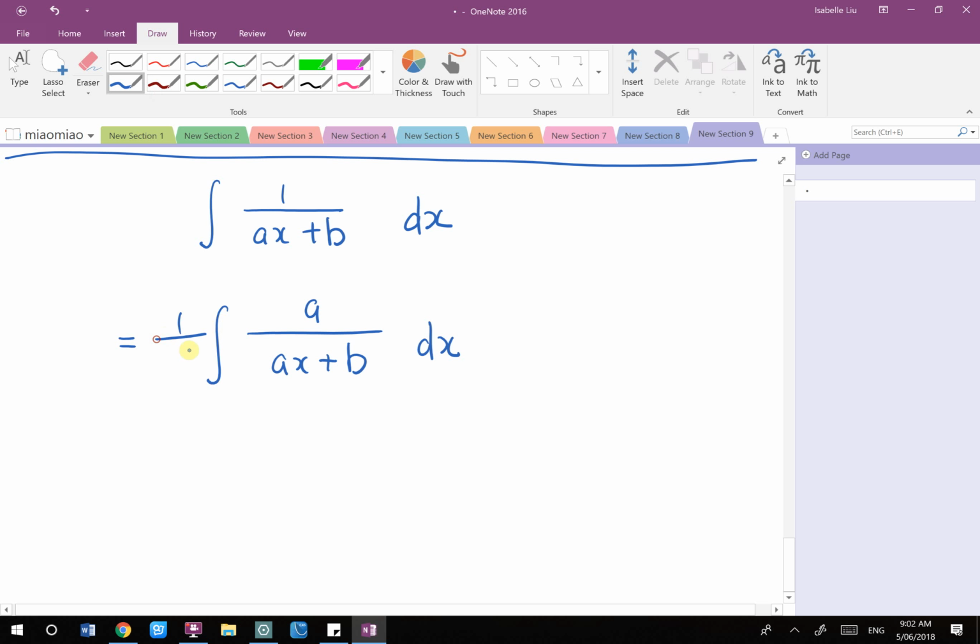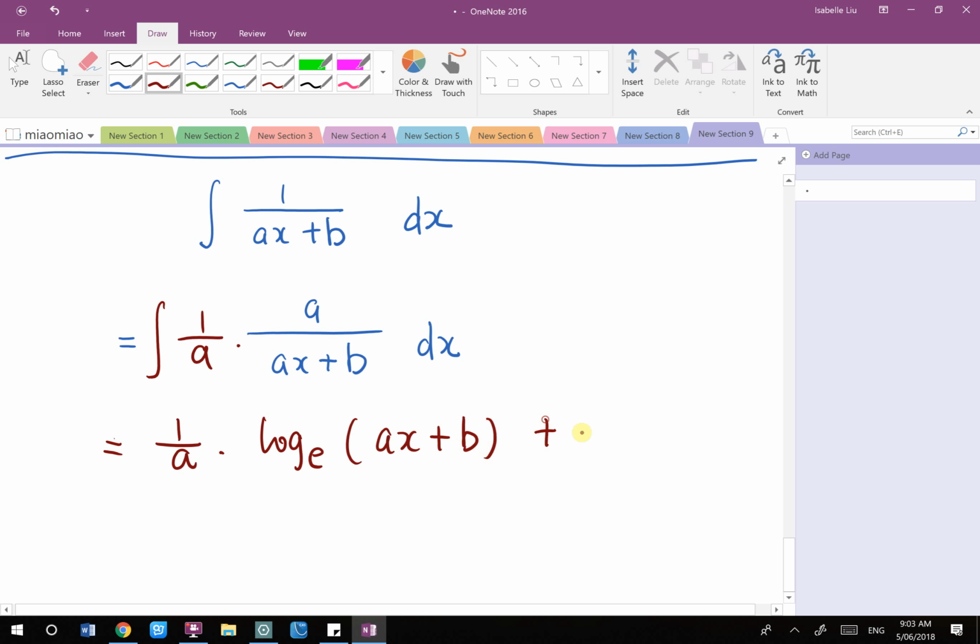So what I can do is I can divide a value. Or if you like, I can say this. That's still the same thing. But what's the good thing is I know what's the entity for that. Because that's a g dash x over gx. That's a log. And I have a coefficient 1 over a. That's a number. I don't need to care about that. So this will directly give me 1 over a log e ax plus b plus c. That's why you have a 1 over a there. 1 over a is something you create because you want to make this thing look like a log, to be the entity of a log.